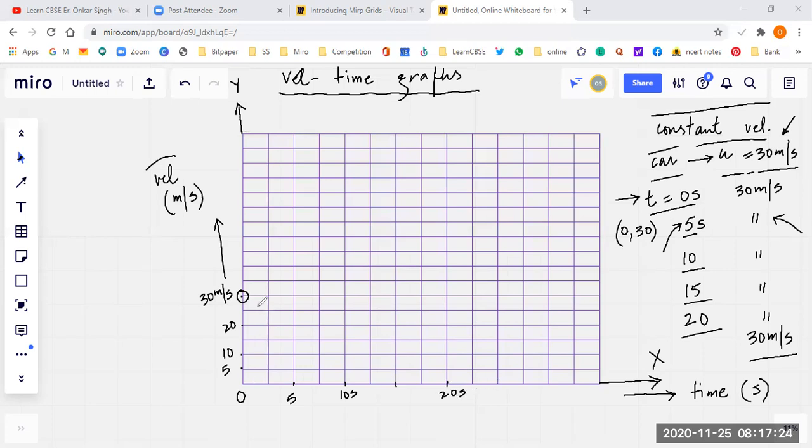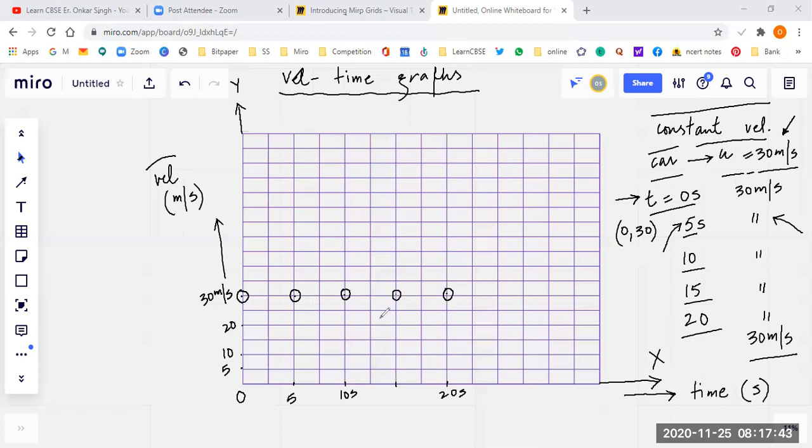Okay, so the first point I have plotted, the second point is 5, 30. The third point is 10, 30. It will be this. Fourth point is 15, 30, and the next point is 20, 30.